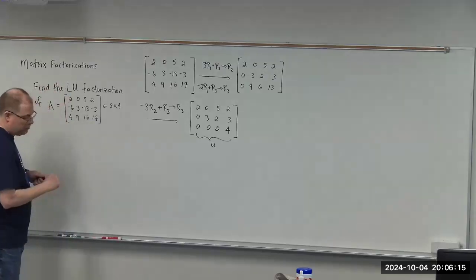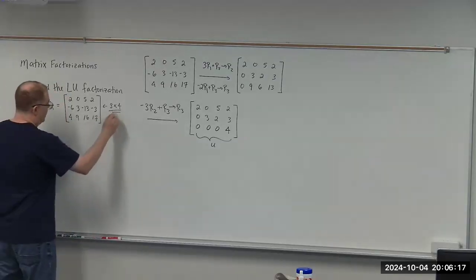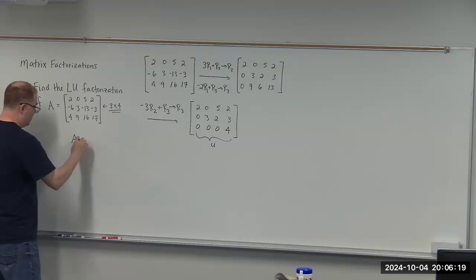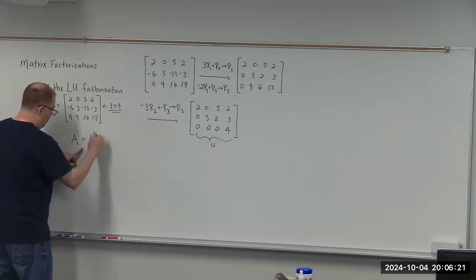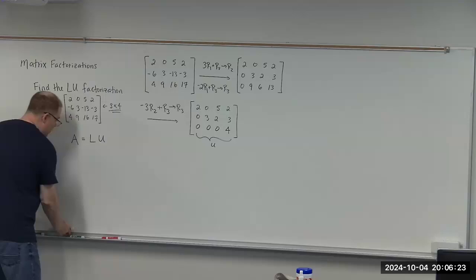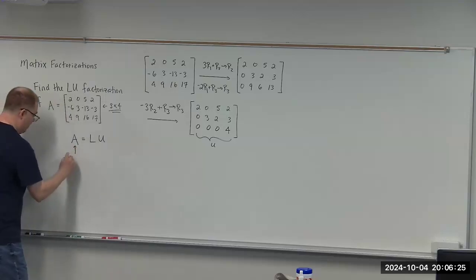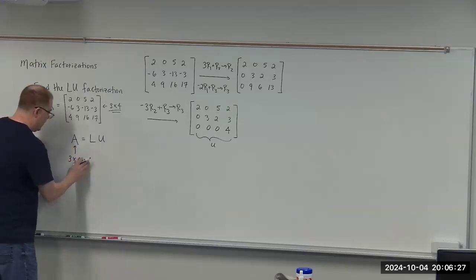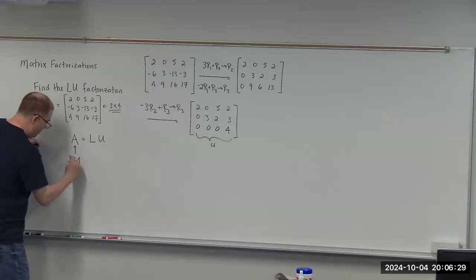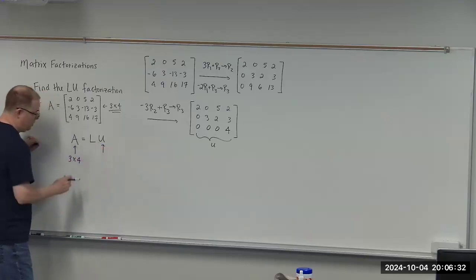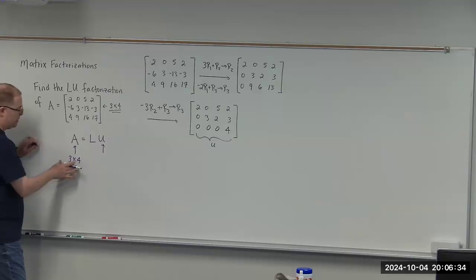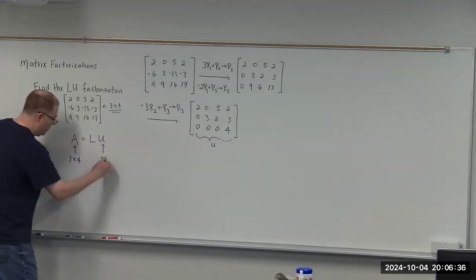Okay, so this is where we need to go back and look at this carefully, right? Remember A, so we're trying to figure out L times U. Since A is 3 by 4, U is going to be the same size as A. So this will be 3 by 4.